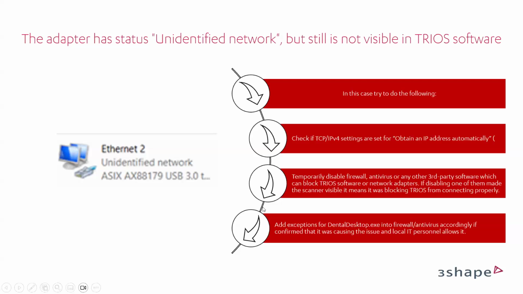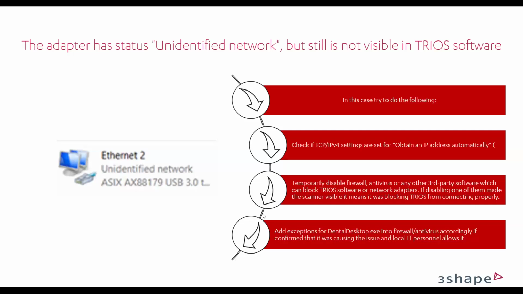You need to type firewall.cpl. You're opening it here, and you can see that we have the option "Allow an app or feature through Windows Defender Firewall." You need to press Change, and you can see that we have the Dental Desktop app here, and you need to check if all the entries related to 3Shape software are ticked here, and also enabled here. So you can see that we have plenty of them here.